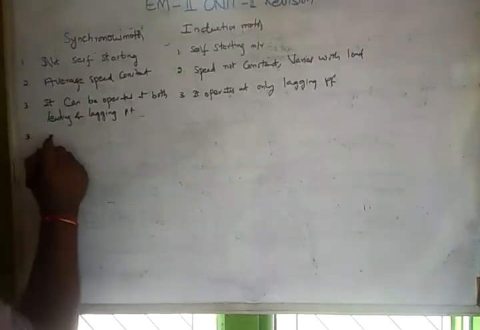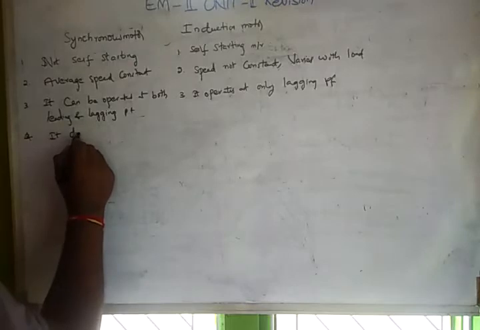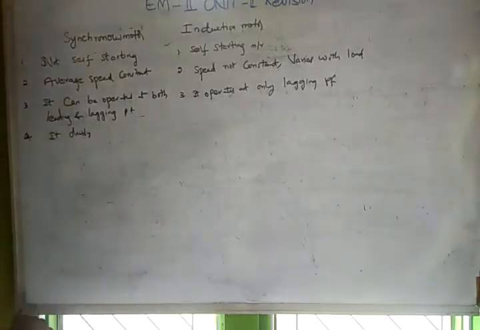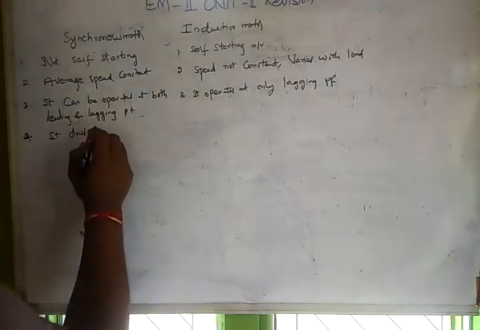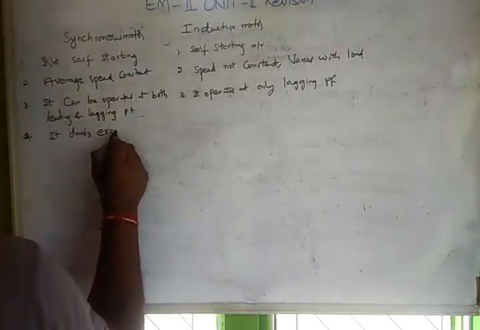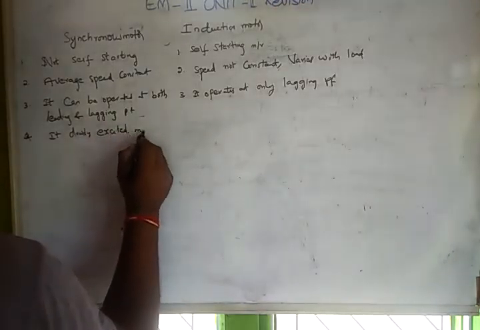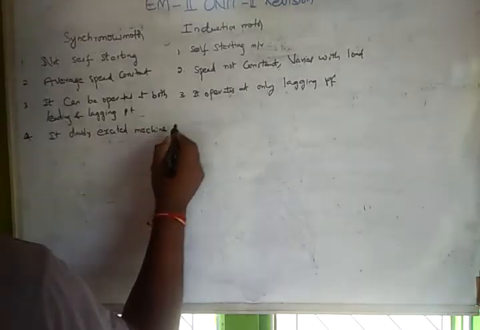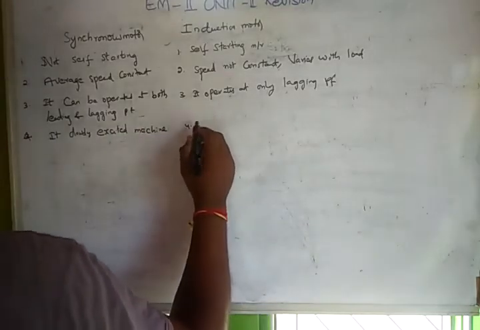The synchronous motor is a doubly excited machine. Doubly excited machine means two supplies are connected: one to the stator and another to the rotor. The induction motor is only a singly excited machine. Supply is only connected to the stator winding.